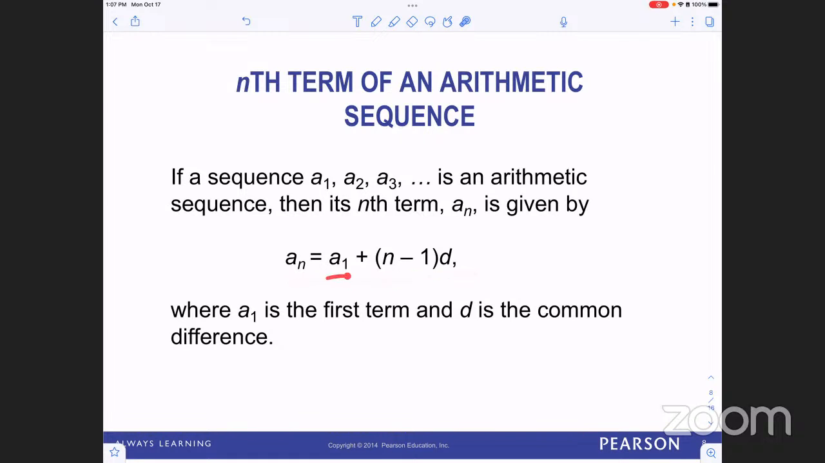It's going to be the first term plus the n minus 1 times d, where a is the first term and d is the common difference. So if you want to jump to any specific term, you will use this for an arithmetic sequence. Okay. And again, if anything isn't clear, if I'm talking too fast or anything like that, just get my attention and we can adjust.